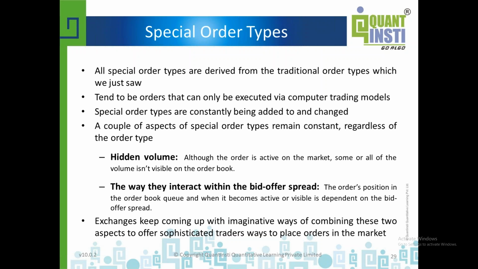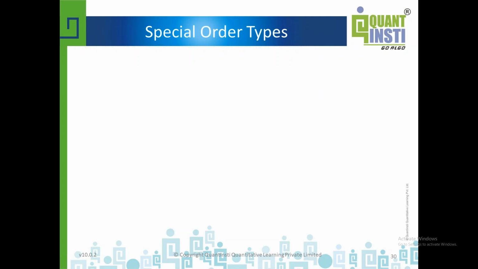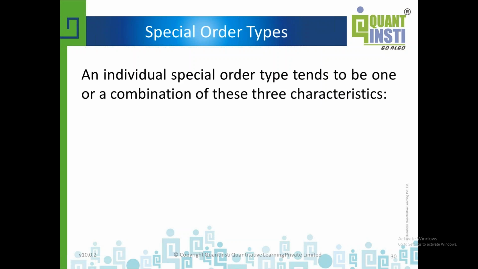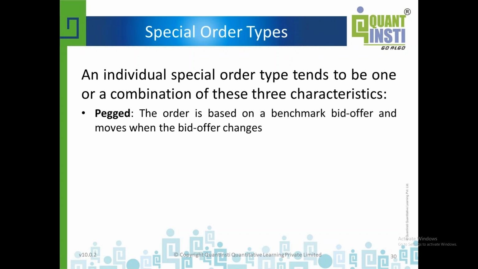There's another special type of order, which is basically a function of the bid ask spread. Exchanges and traders come up with new ideas to place orders as a function of the bid ask spread. So let me discuss a few such orders. Pegged orders: the order is based on a benchmark bid or offer and moves when the bid or offer changes. So what is a pegged order?